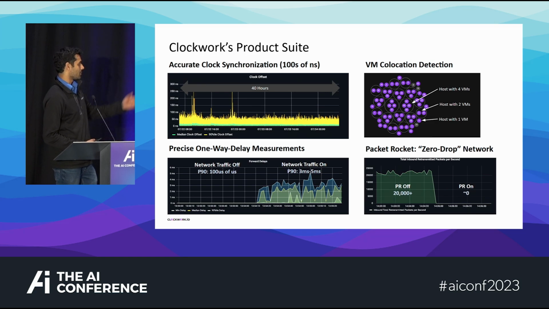And this is an example of what Packet Rocket can achieve. This graph is measuring the total amount of dropped packets in the network over time. Before I turned on Packet Rocket in this run, we were seeing 20,000 plus drops per second. With Packet Rocket, we're able to essentially reduce this to zero, both improving the network delays and providing a better overall network for the user.